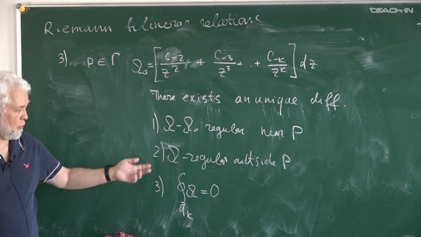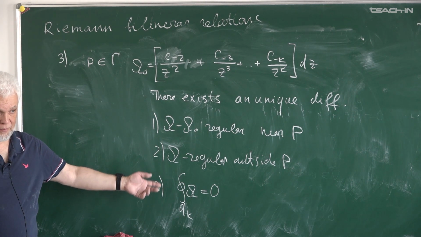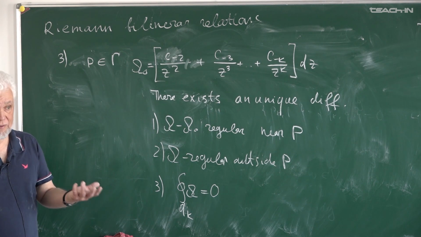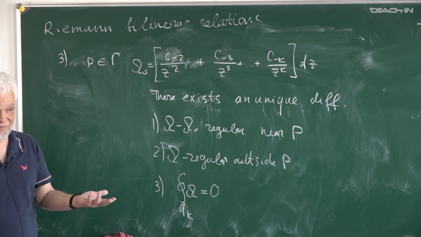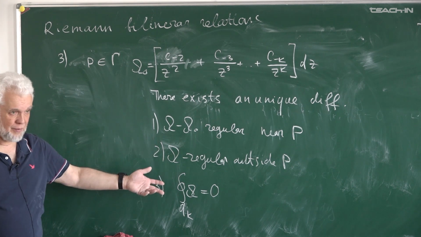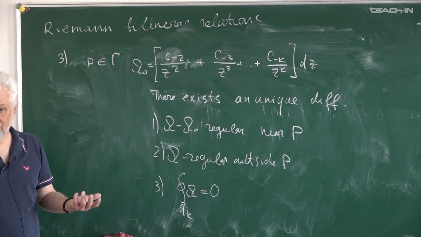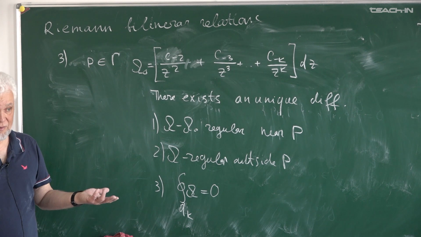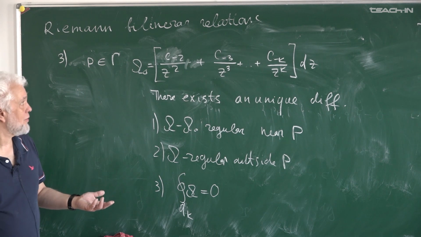It's clear that if you impose this condition, then what is the difference of two such differentials? It's regular, and it has 0 A periods. Therefore, it's exact. You understand? It's holomorphic. So take two such differentials: the difference will be regular everywhere, holomorphic. Therefore, it has 0 A periods. Therefore, it's identically 0. Therefore, it's unique. So what's non-trivial is existence.